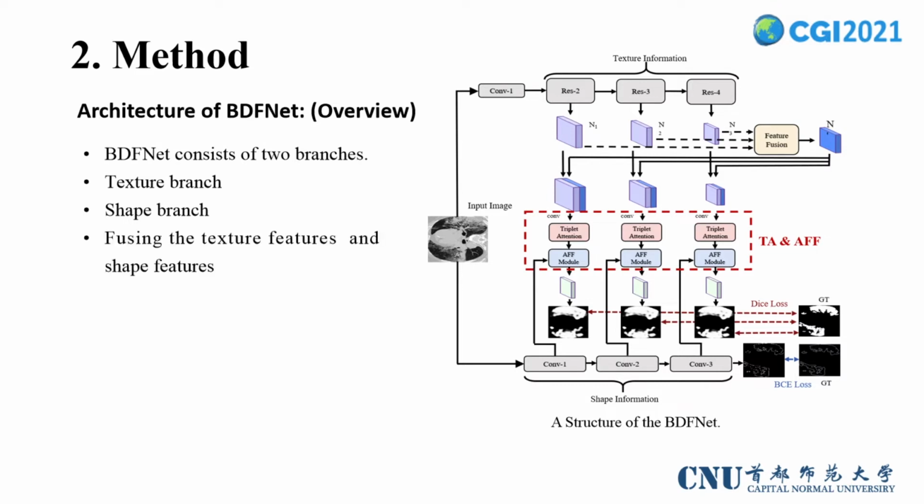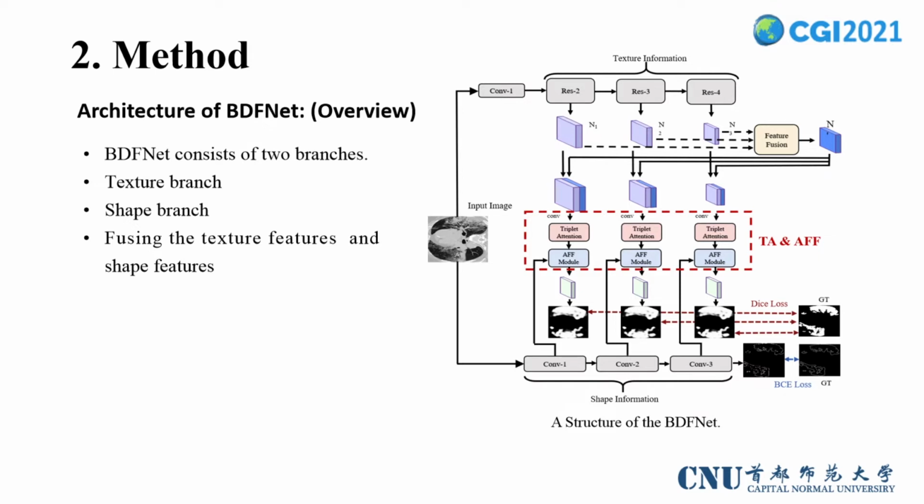Finally, the features, especially those with precise boundaries, are produced by fusing the texture features from the texture branch and the shape features from the shape branch. Here, we feed the CT image into the texture branch and obtain high-level features denoted as N1, N2, N3, where 1, 2, 3 indicate the texture branch at different levels. The fused features are computed by aggregating N1, N2, N3.